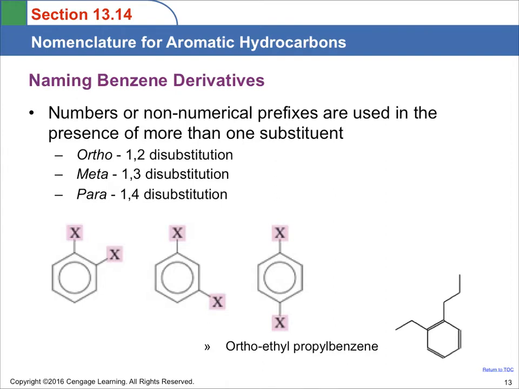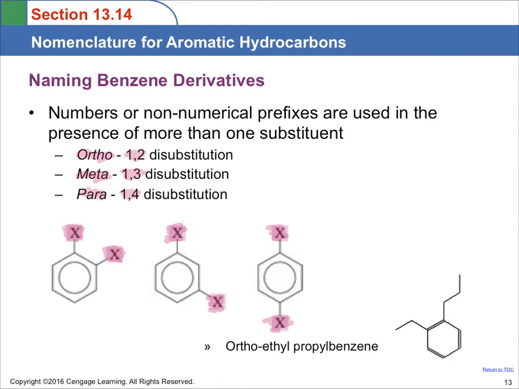We could have groups that are right next to each other. We can have groups that have 1 carbon in between them, or we could have groups that have 2 carbons in between them. Now notice if we went over to the next side, we'd be back to having 1 carbon in between, because we're symmetrical around the ring. So whenever you've got 2 groups and they are right next to each other, in positions 1 and 2, we call that ortho. If the groups are on carbons 1 and 3 of the ring, that's meta. And if they are on 1 and 4, then we call that para.